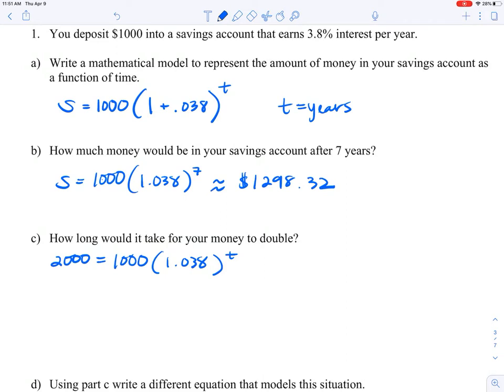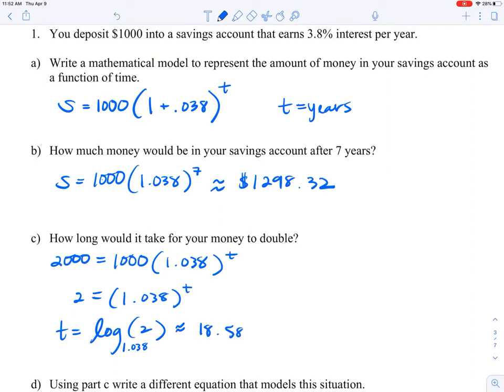And we would be wanting to solve for how long, so how many years have passed for that to happen. So notice if we divide by 1,000 on each side, we get 2 on the left side. Okay, and then from here we can rewrite in logarithmic form as T equals the log base 1.038 of 2. That's the exact value of the amount of time it will take for your money to double.